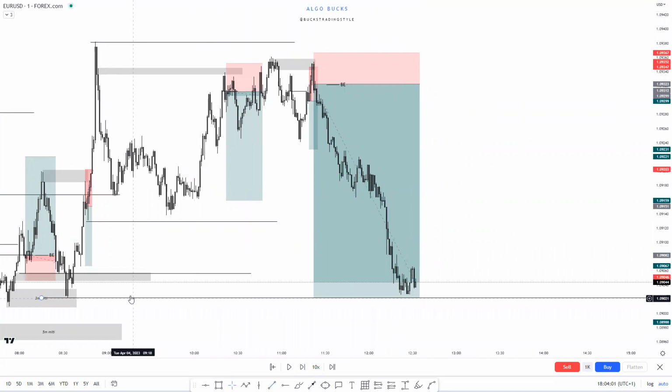Okay. Trust me, I would have closed off everything right here, because these are my full target. Then this H1 liquidity, right?